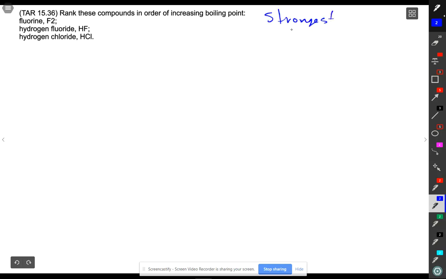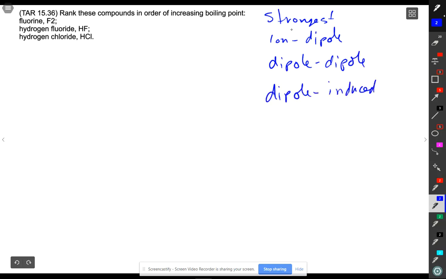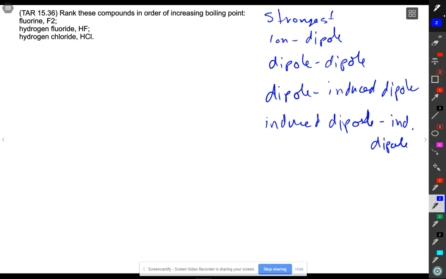Yes. Strongest was ion dipole. Then we had dipole. And finally, I ran out of space there. So since this is strongest to weakest, that's still blue.